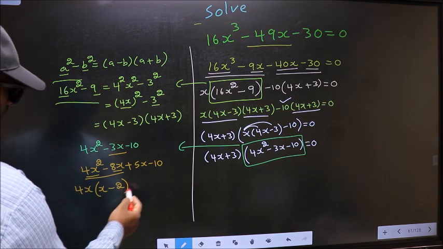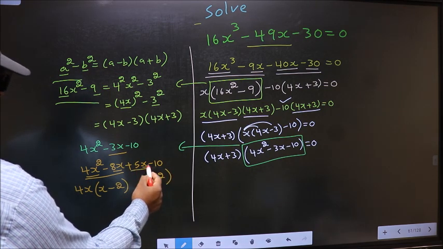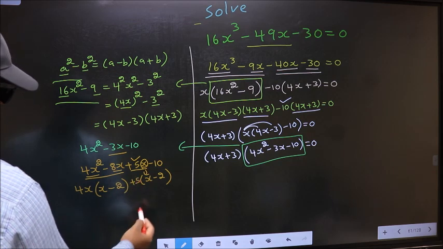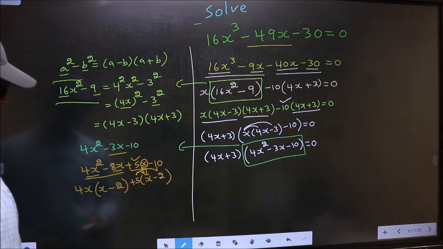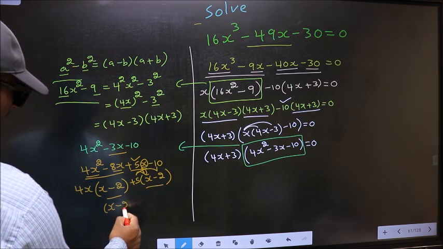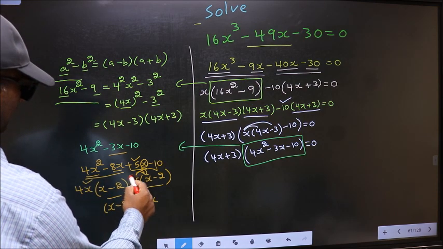Now whatever we got here, here also we should get the same thing. From this x gone inside, so outside we get plus 5. Even if you multiply and check, still you get the same thing. Now take out x minus 2 common. So here we have 4x and here plus 5.